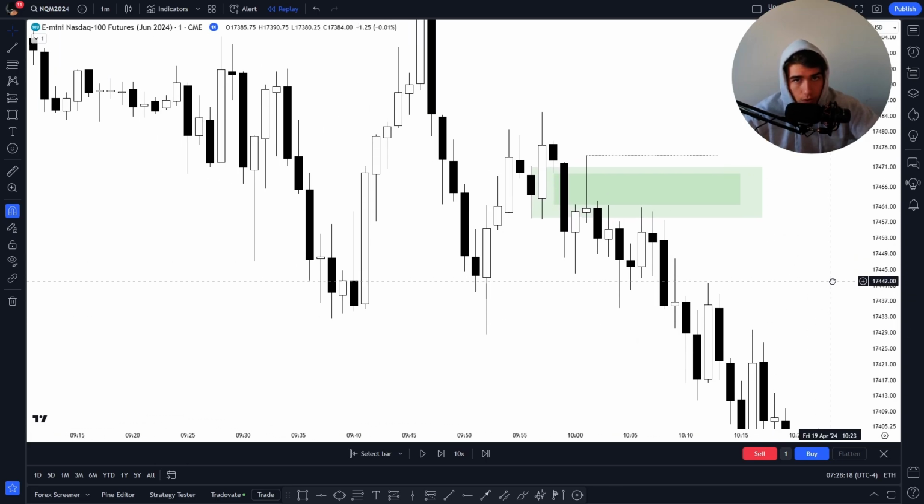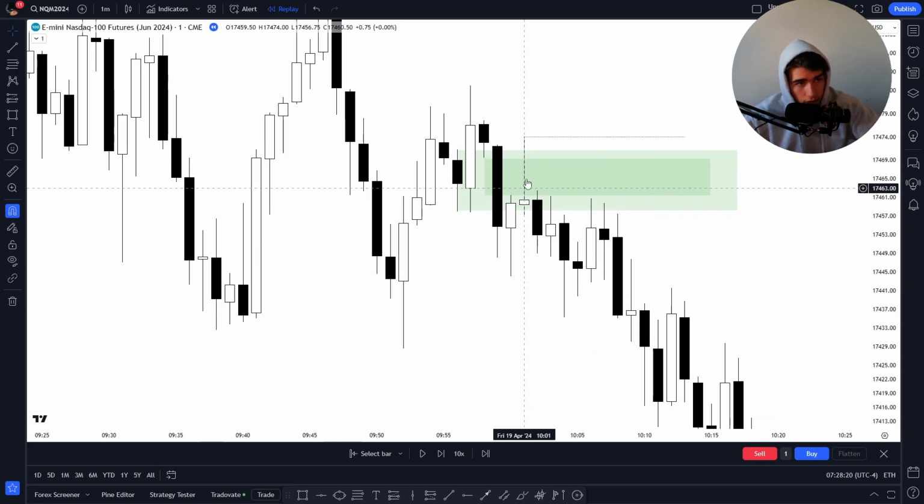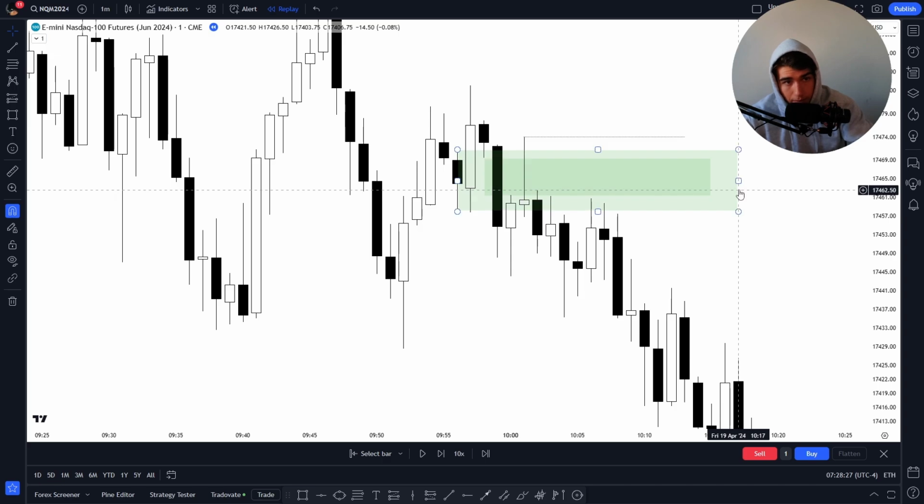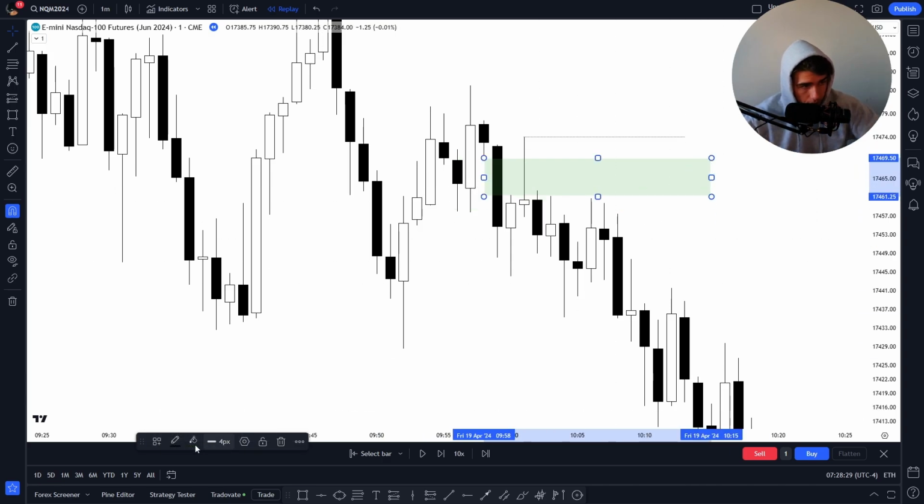That's not what that 4-hour candle manipulation is for. This right here was manipulation enough for me. I don't need this high to get taken out, especially when I see that we're holding the bearish gap. That's something that I want to pay attention to.